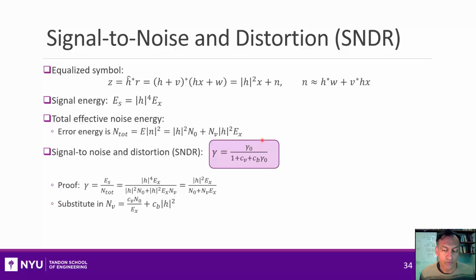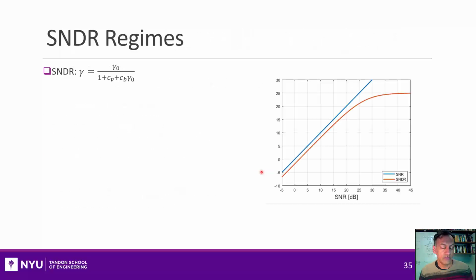Just before we visualize this, let me just prove how you get this expression. All you do is take our expression for Es and divide it by N0, so put both of these expressions in, and then if you divide out the h squared terms, and then divide by N0, you will get this resulting expression after you substitute in here. So you'll get this. Now, let's take a look at the effect of this effective signal-to-noise and distortion ratio.